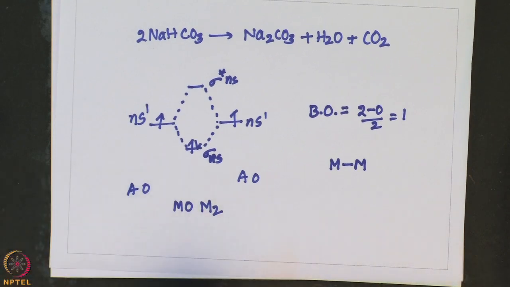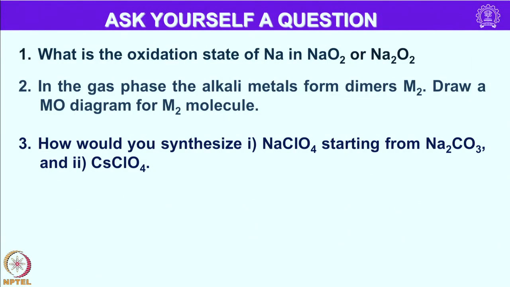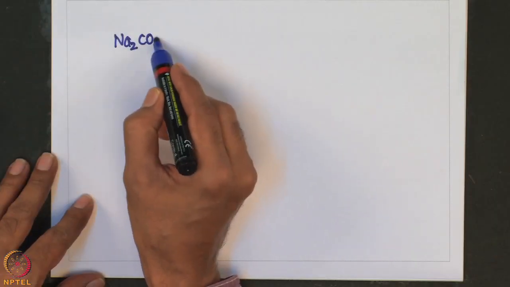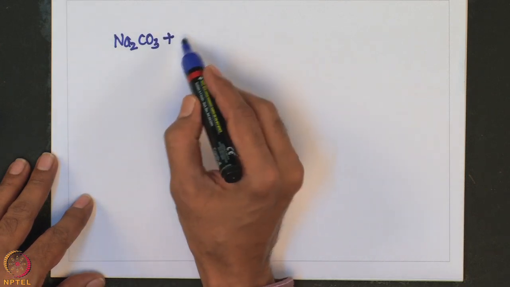How would you synthesize sodium perchlorate starting from sodium carbonate and cesium perchlorate? The next question is, how would you synthesize sodium perchlorate starting from sodium carbonate and then cesium perchlorate? So, now let us look into the preparation of sodium perchlorate and cesium perchlorate. Starting from sodium carbonate, let us treat sodium carbonate with perchloric acid.